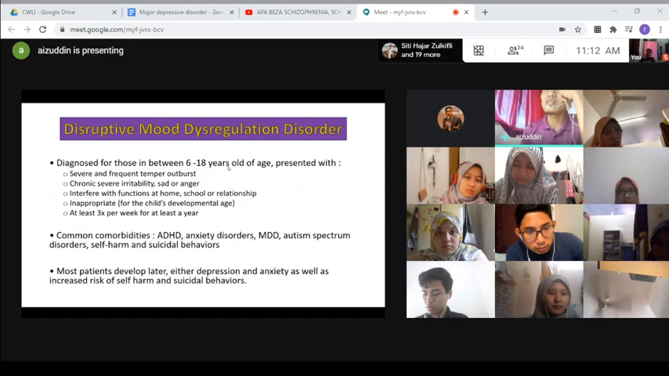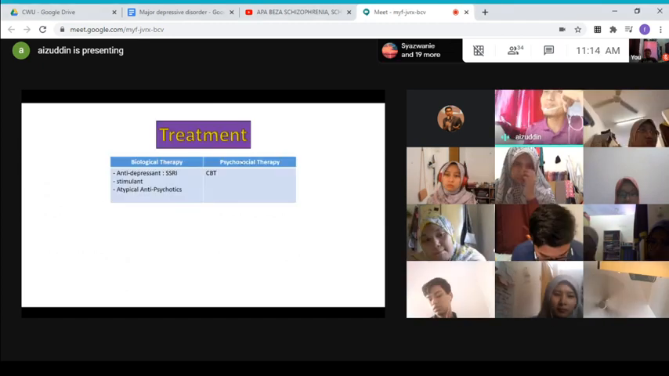Shall I go with this, doctor? Carry on. Okay, in terms of treatment, just like the doctor said, it is a new diagnosis, so the pathophysiology is not really known, but there are some drugs shown to respond to it, such as antidepressant, stimulant, and also atypical antipsychotics. But we can also give psychosocial therapy such as CBT.